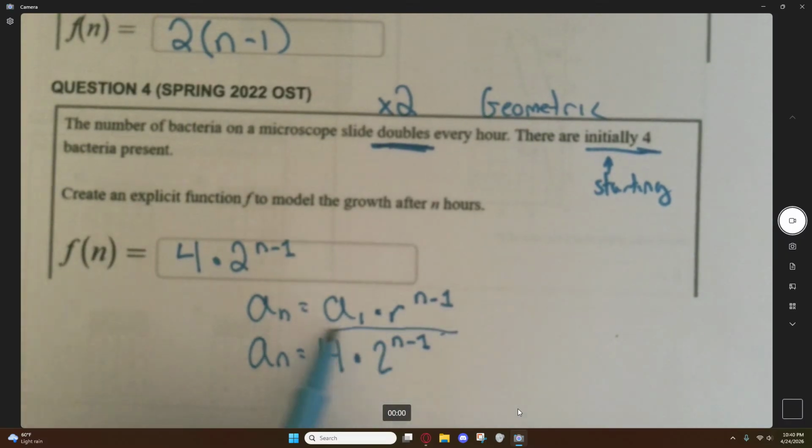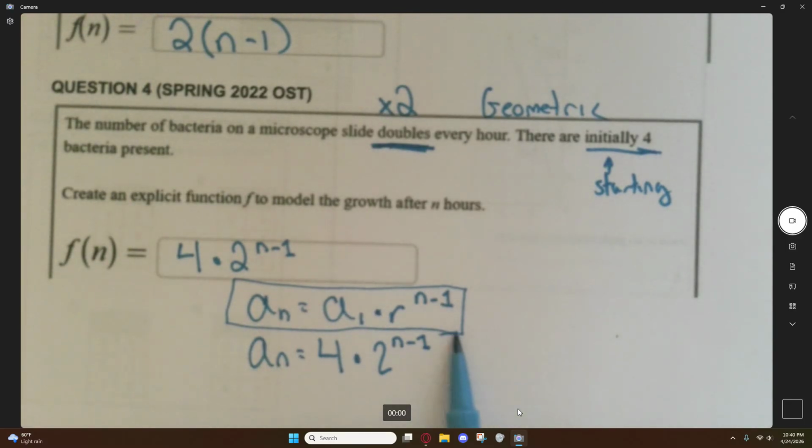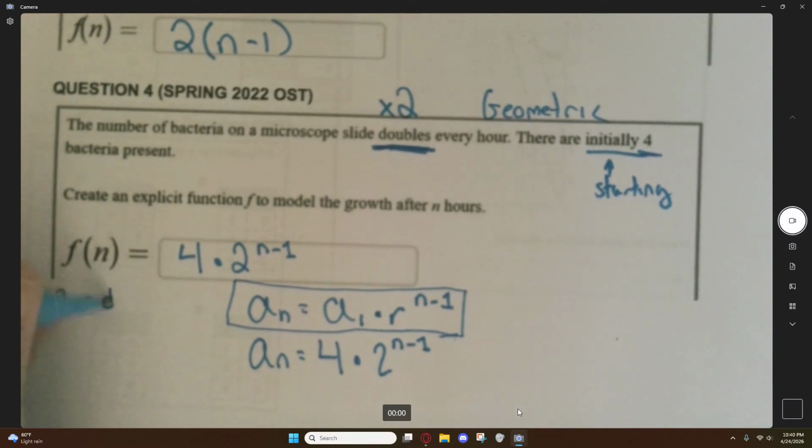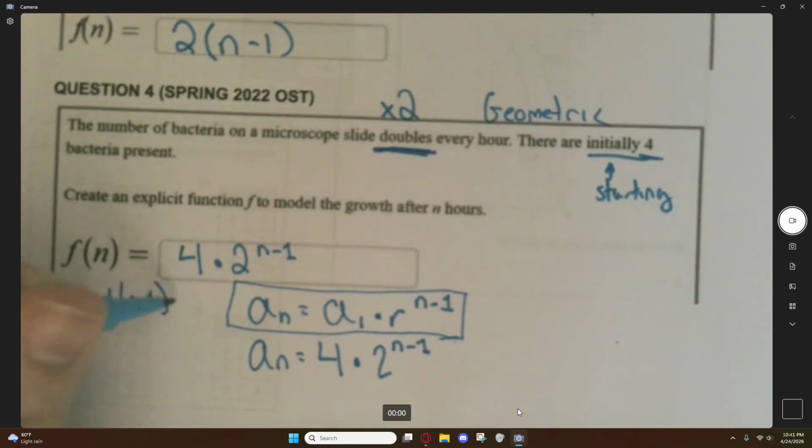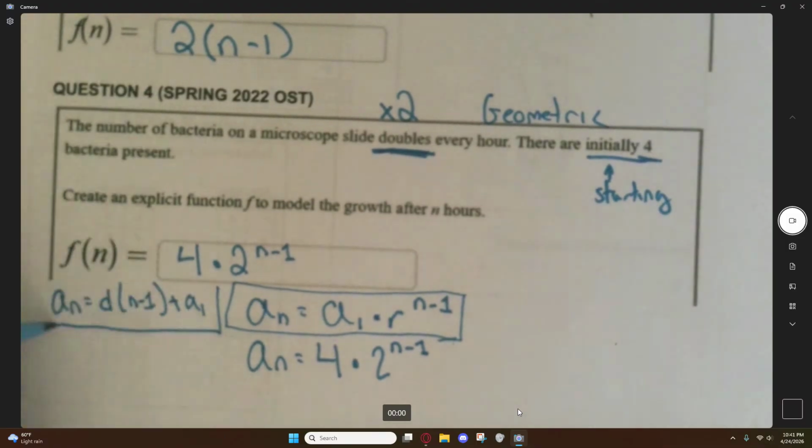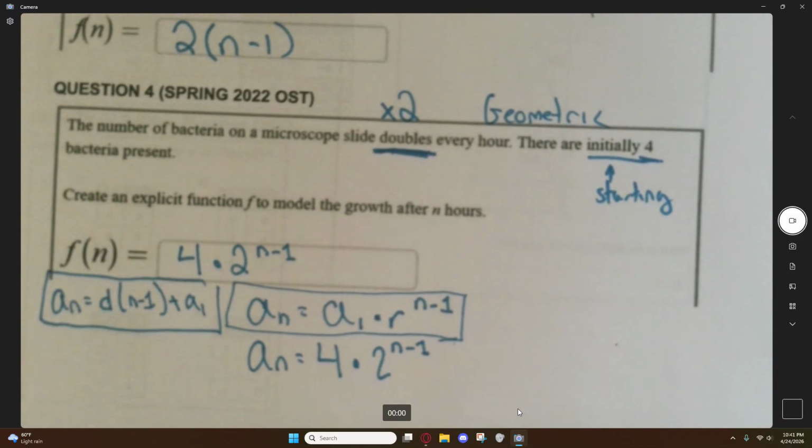It is important, because they will not give you this on your reference sheet. It is important that you know this formula and you know the arithmetic sequence formula, because they love questions about sequences. So it is important that you try to remember these.